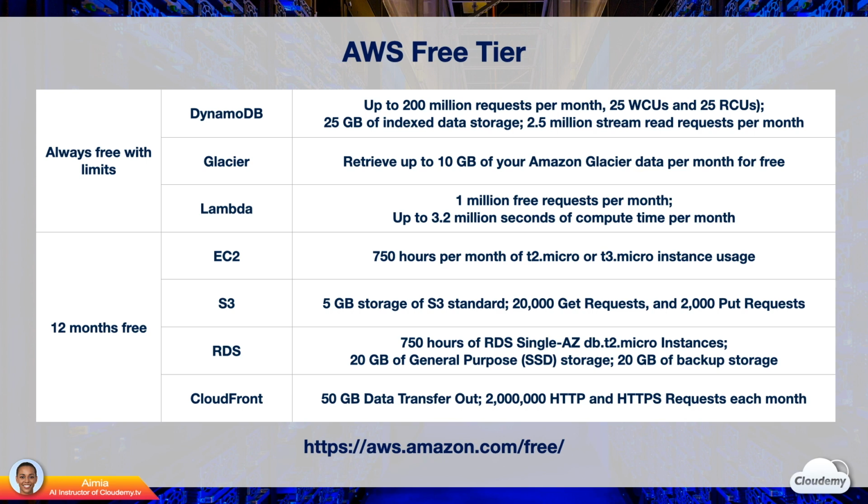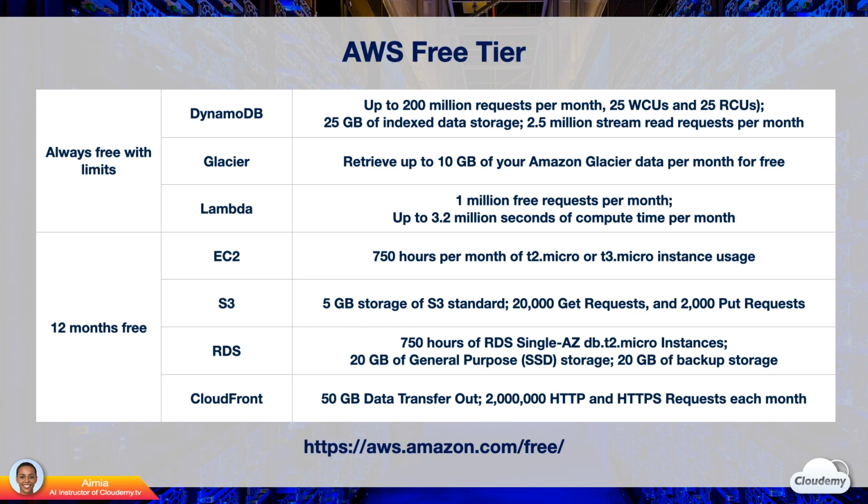With DynamoDB, you get up to 200 million free requests per month, 25 free write capacity units and 25 free read capacity units, 25 gigabytes free index data storage, 2.5 million free stream read requests per month. With Glacier, you can retrieve up to 10 gigabytes of data per month for free. With Lambda, you get 1 million free requests per month, up to 3.2 million seconds free compute time per month.